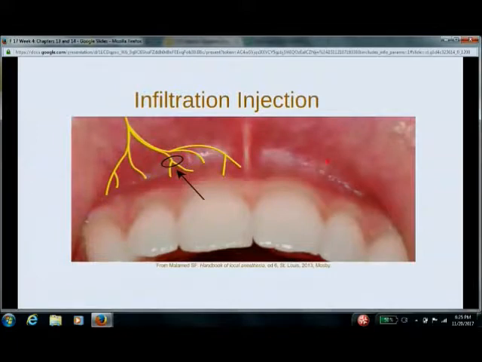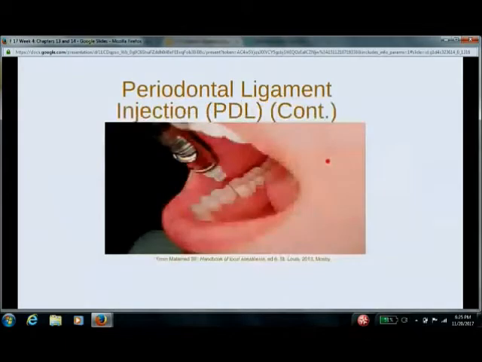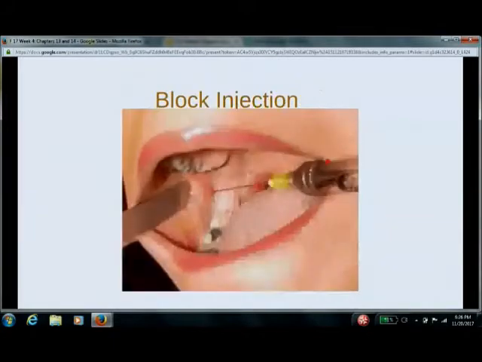So this picture depicts the nerve in yellow like branches of a tree. The infiltration injection gets those branches right at the very end, kind of like the limbs that are way far out. Periodontal ligament, we can actually inject right around the tooth. This is typically only done for extraction or for scaling. It's not a very comfortable injection, it hurts. A lot of pressure there.